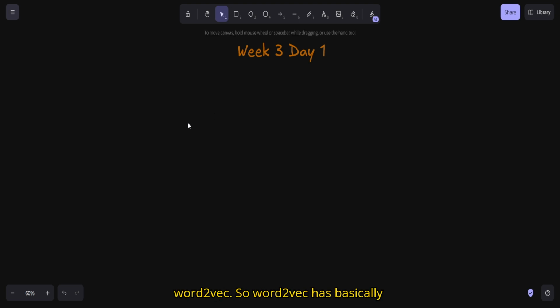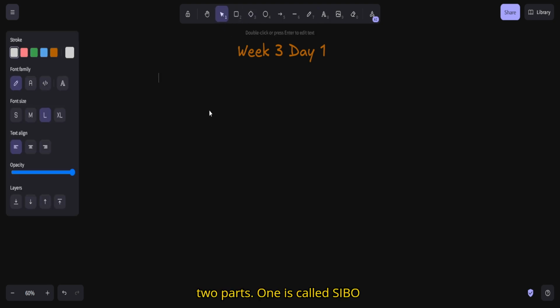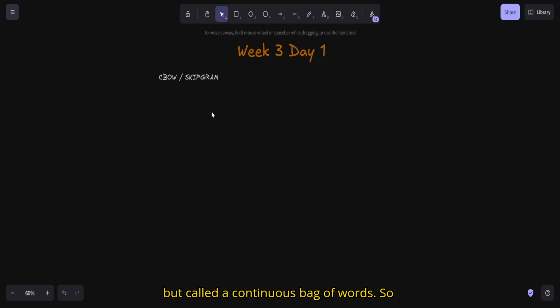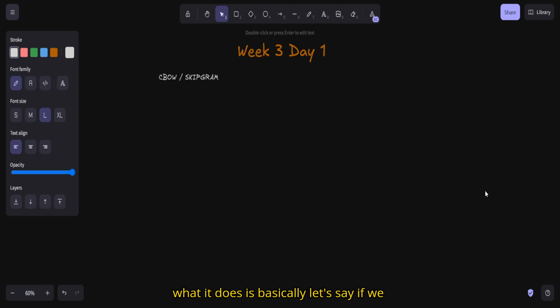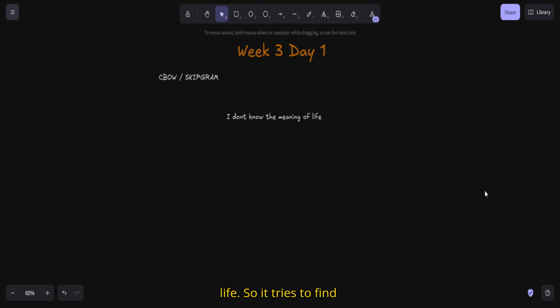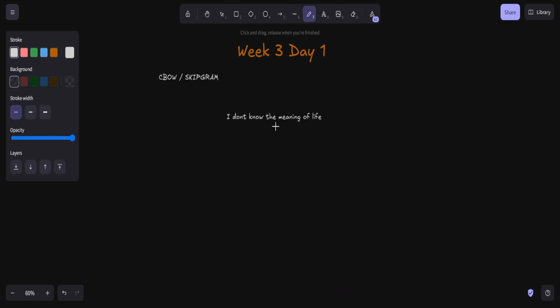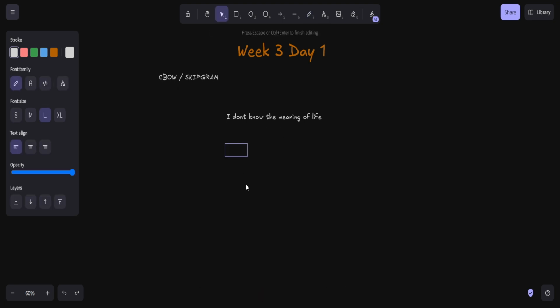So let's start with word2vec. Word2vec has basically two parts. One is called CBOW and one is called skip-gram. So what is CBOW? It's a continuous bag of words. What it does is basically, let's say we have a corpus, right? "I don't know the meaning of life." So it tries to find the middle word. Okay. So let's say I'm just talking about CBOW right now.